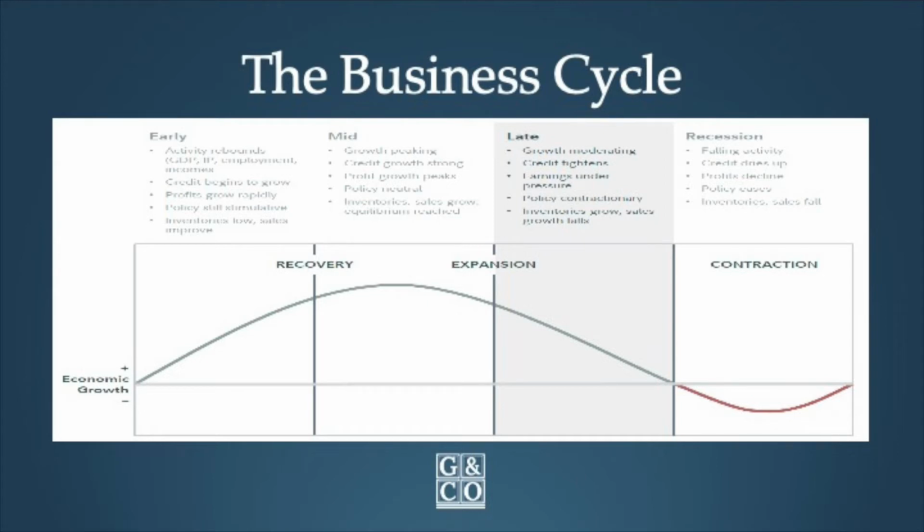Inventories rise and sales fall. This is the natural business cycle. For those of us who've been in business for a long time, this is how it goes on. This is how it gets done. So let's talk about what makes sense going forward.